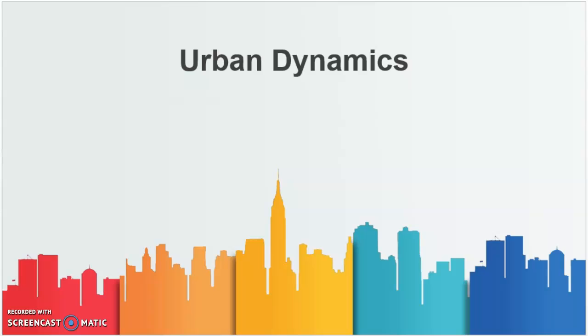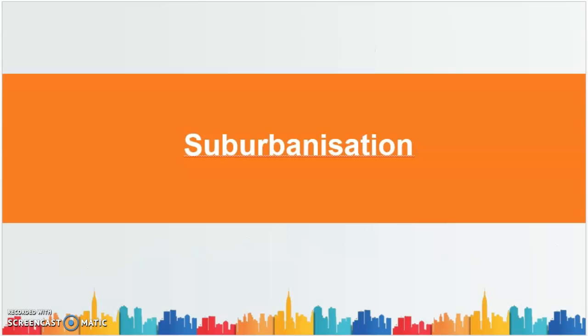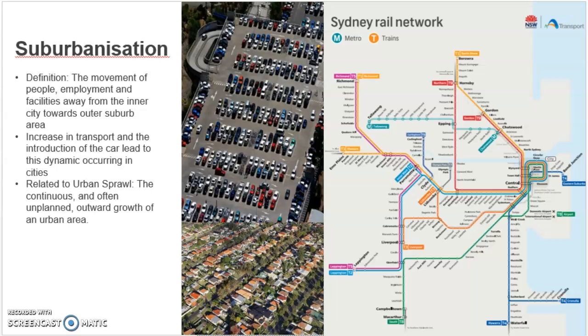So this video is the first of a few videos that's going to discuss specific urban dynamics that are part of this course. So today we're going to look at suburbanisation and exurbanisation. We're going to start with suburbanisation. You may guess from the name what it's actually referring to. It is referring to the creation of suburbs outside the CBD of a city. So the definition is the movement of people, employment and facilities from the inner city towards the outer suburb area.